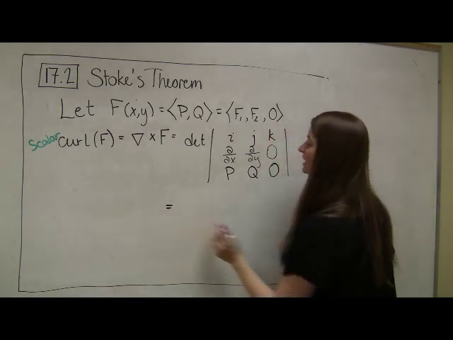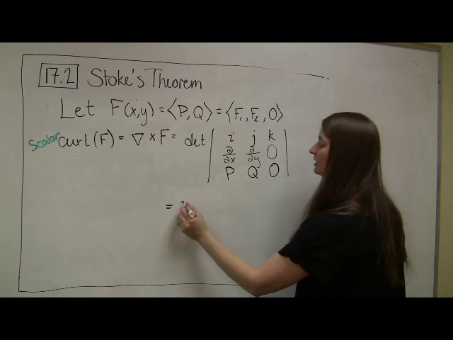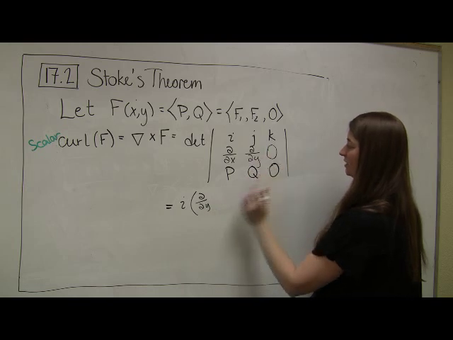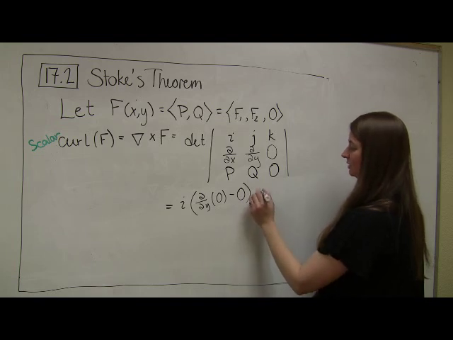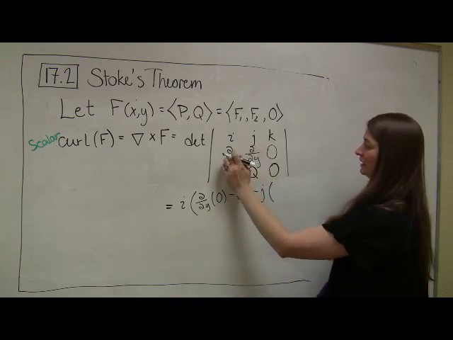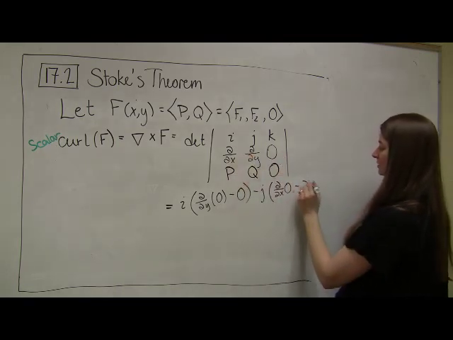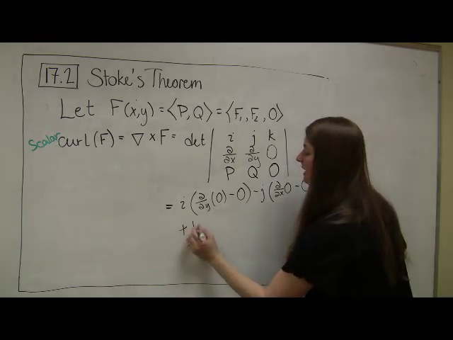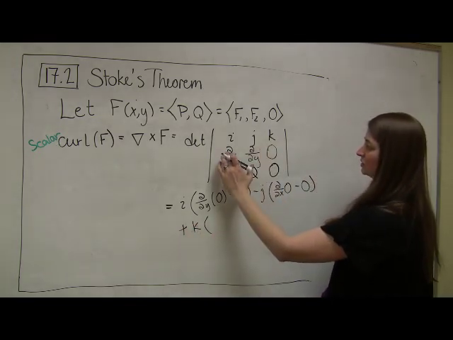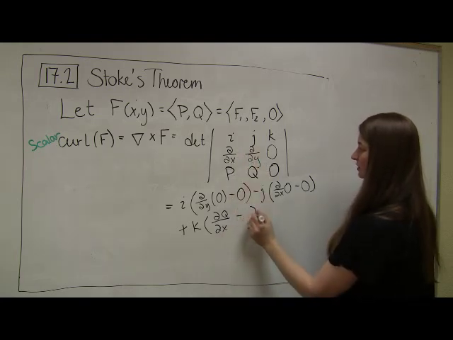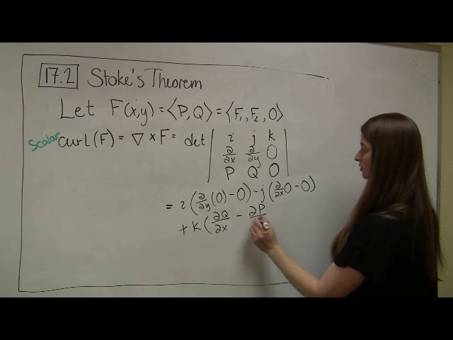So let's see what happens when we take this determinant. When I look at the ith component, I get my partial derivative with respect to y of 0 minus Q times 0, which is just going to be 0. I subtract out my jth component, which is my partial derivative with respect to x times 0 minus 0, plus my kth component, and in this case, k is going to be my partial derivative of Q with respect to x minus my partial derivative of P with respect to y.